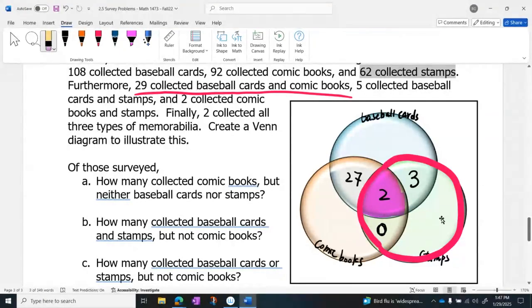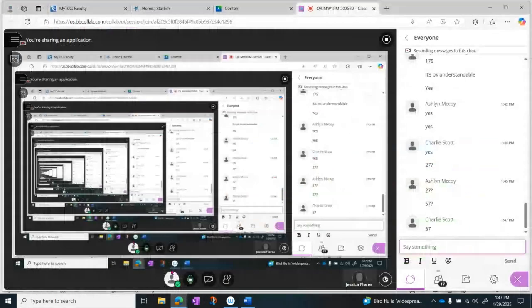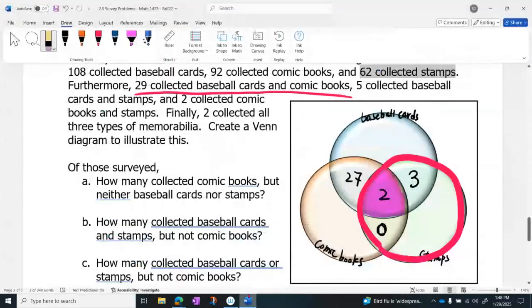$62. 50s. Do you have 57? Awesome. Very good. It is 57. Perfect. Because you want to make sure all the numbers, all those cardinalities representing those regions inside the circle add up to 62, right? You have a 0 here, 2 here, 3 here.